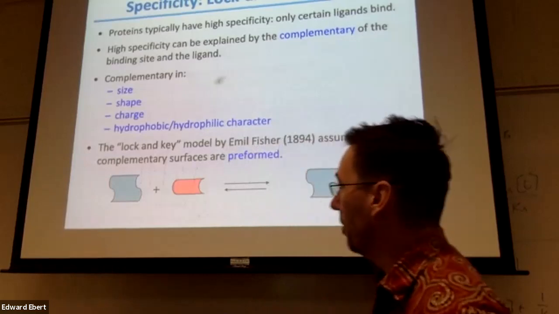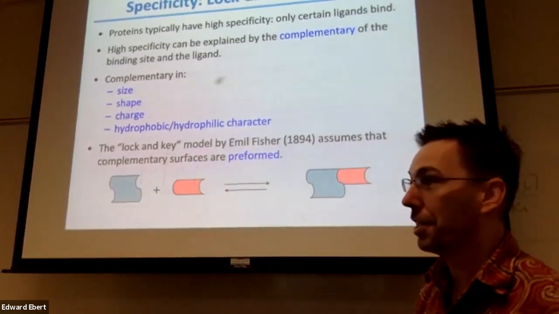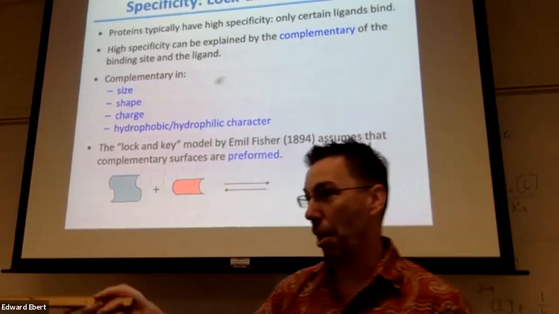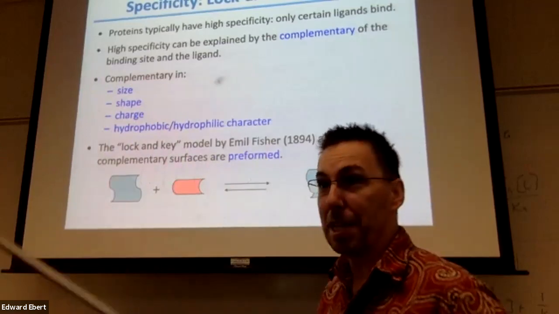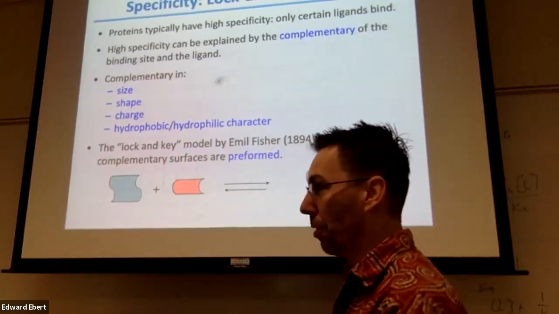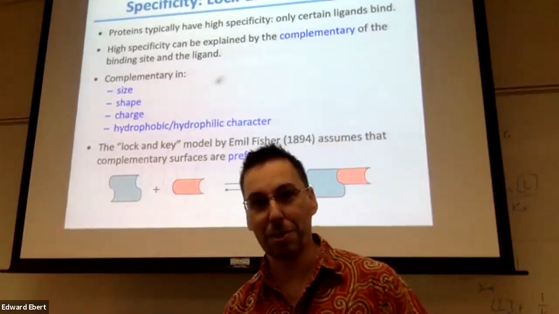If we go back 125 years, Fischer proposed the lock and key model. Basically, our protein was like a keyhole, and our ligand was like the key that fit in it. They just perfectly match up. If you have the right key, it'll fit in there, and you can turn the lock and open the door.